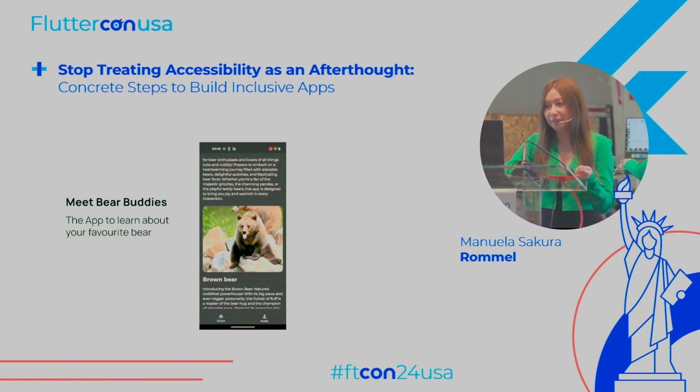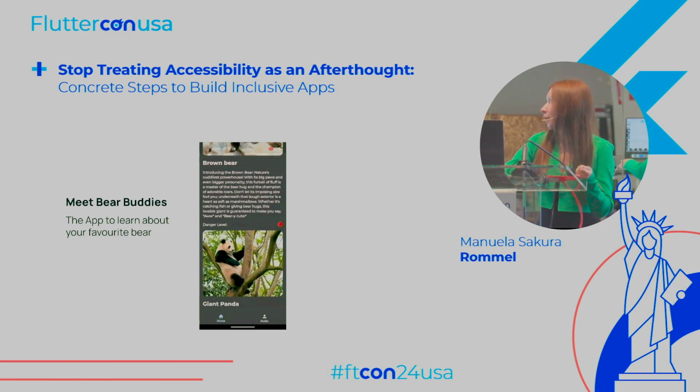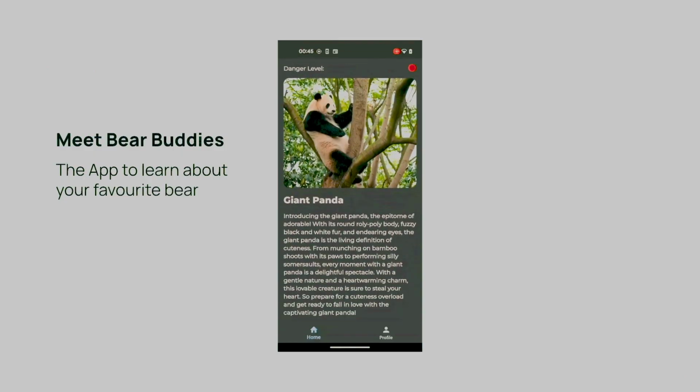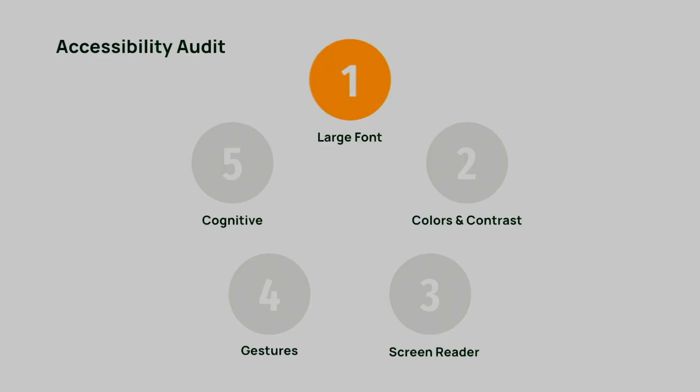I have created this app to showcase a few accessibility issues. That's Bear Buddies, and it will basically tell you some information about some bears. The first thing we want to check is large font.